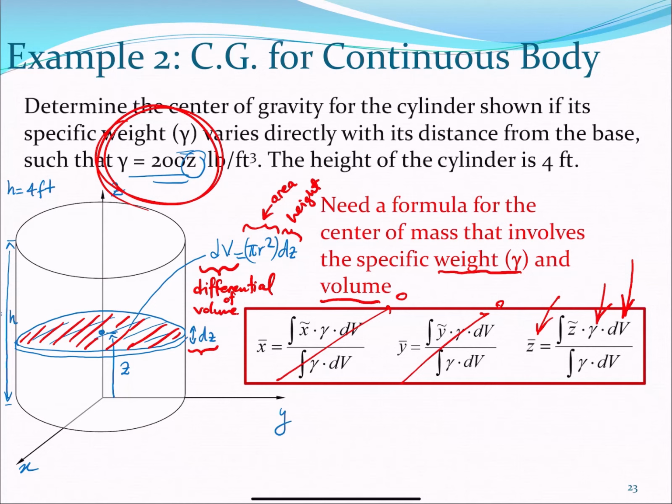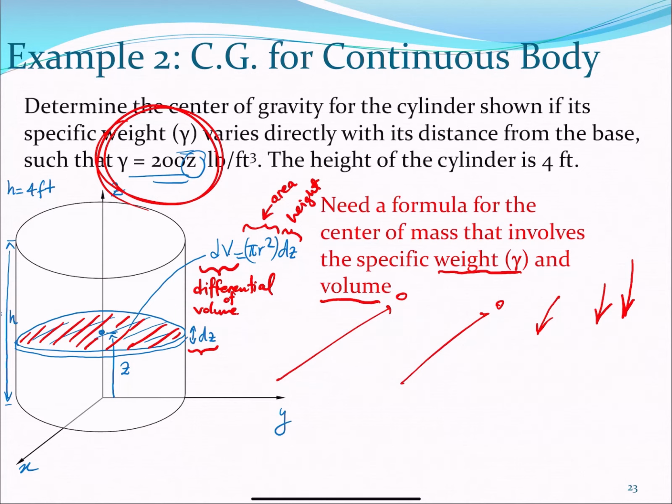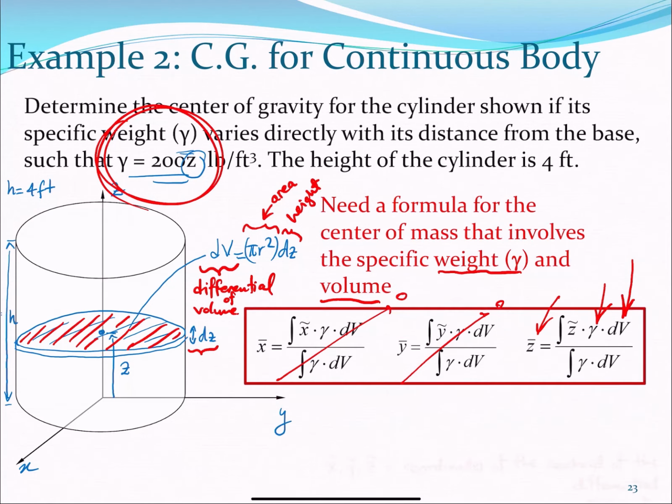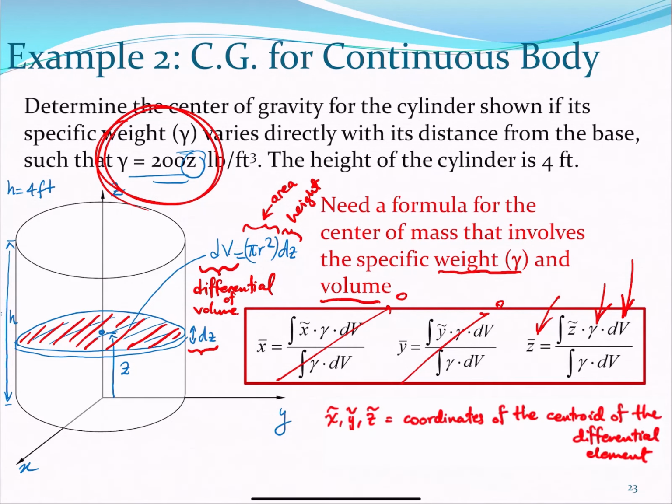Now you'll be seeing in these formulas, right? You'll be seeing quite a bit of this x squiggle, right? I'm talking about these things. So x squiggle is not the same as x bar, right? It's not the same. Now, x squiggle, y squiggle, and z squiggle are the coordinates of the centroid of the differential element, right? The coordinates of the centroid of the differential element.